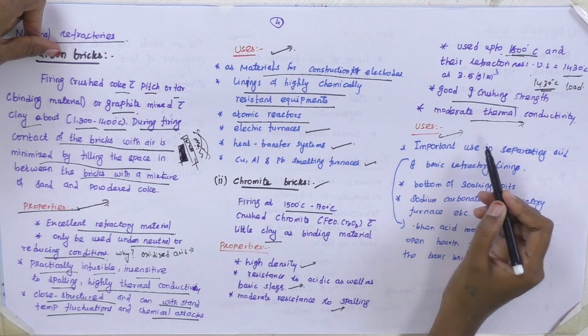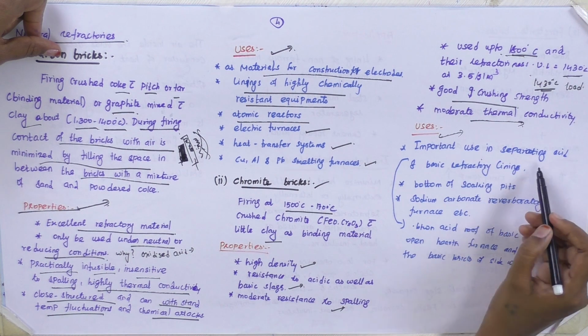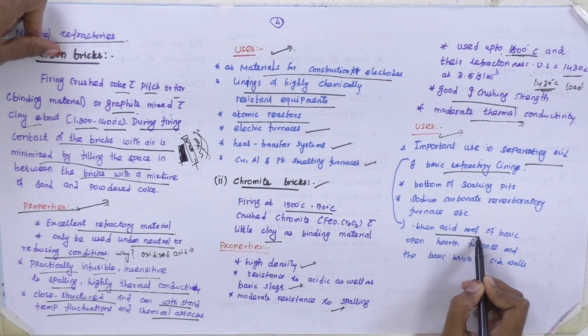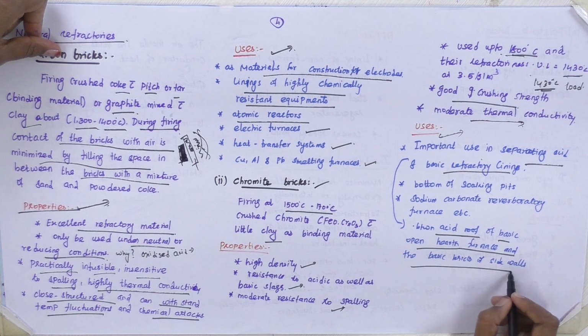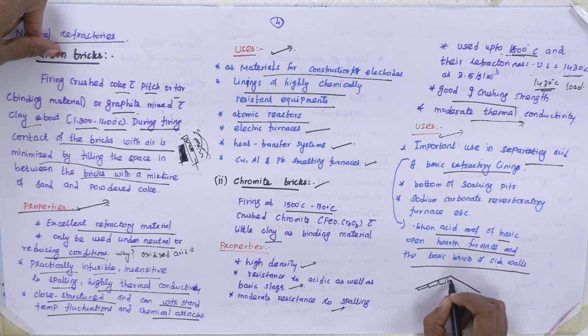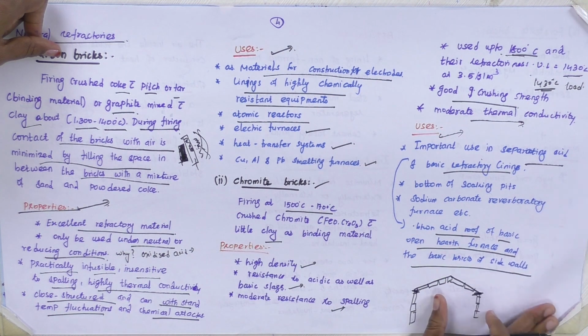The most important use of chromite bricks is separating the acid and basic refractory linings. That means between the acid roof of a basic open hearth furnace and the basic bricks of the side walls. Just imagine if the roof is made up of acid bricks, then the side walls are manufactured with basic refractories, and the line is separated by using these chromite refractories. So you can imagine it like this.